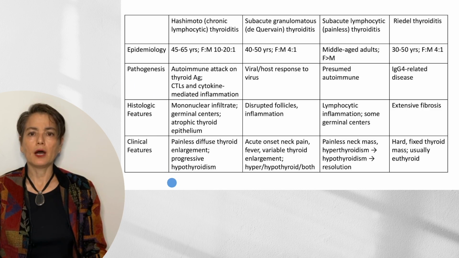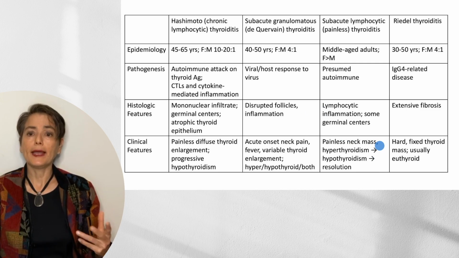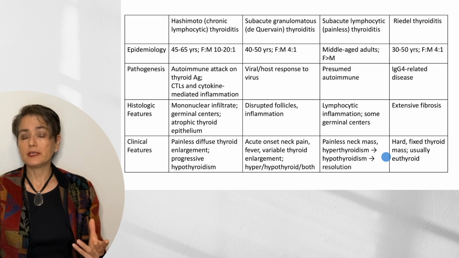Okay, so Hashimoto thyroiditis, we typically think of as being progressive hypothyroidism, but as I'll mention, you may have a temporary transient hyperthyroidism at the outset. The Quervain or subacute granulomatous thyroiditis also can present with some hyperthyroidism before moving to hypothyroid, or can show both. And this is most commonly associated with neck pain. And that contrasts with painless thyroiditis, which is a painless neck mass. Again, can begin with a little hyperthyroidism, may go directly from that to resolution, or may progress to hypothyroidism. Again, it may resolve, or the patient may remain hypothyroid.